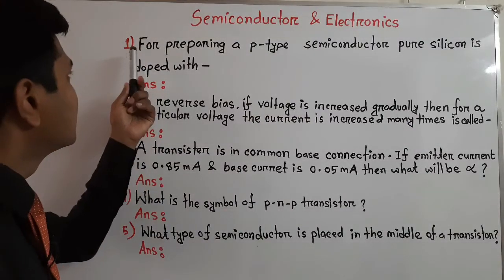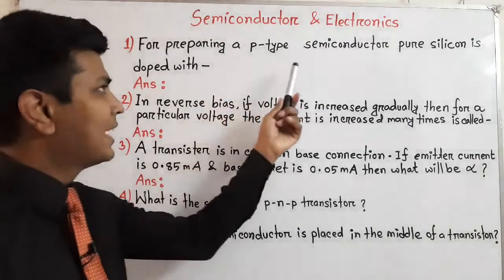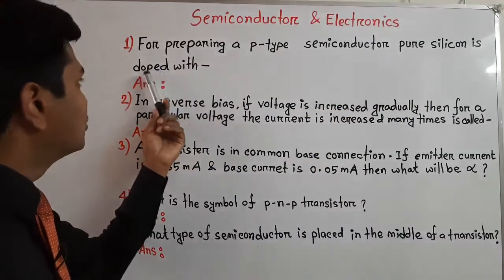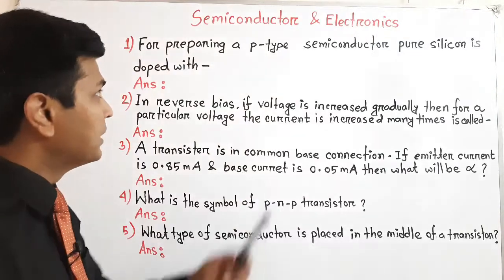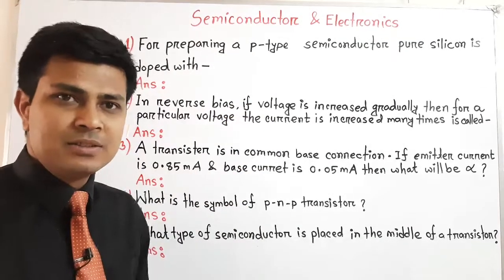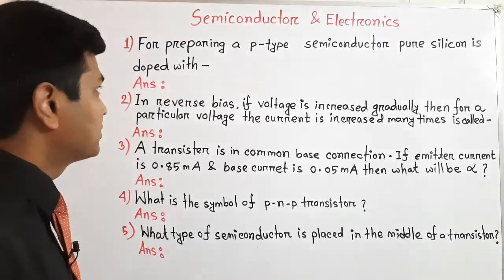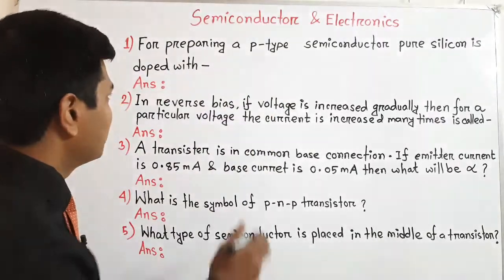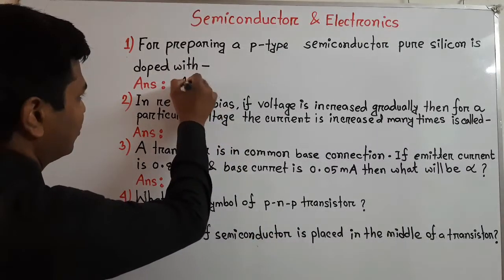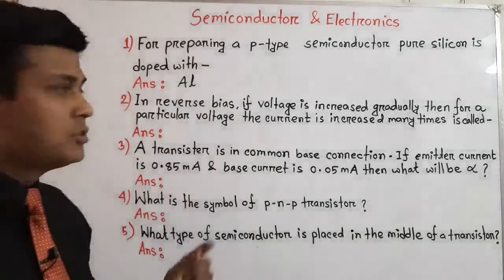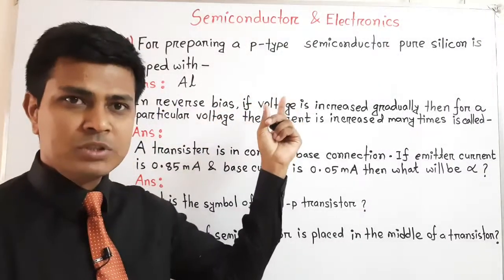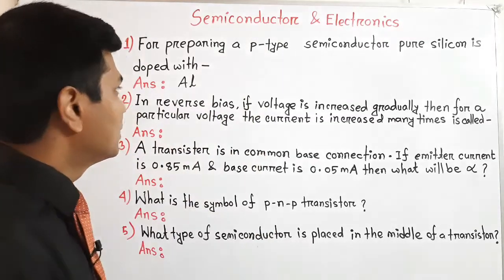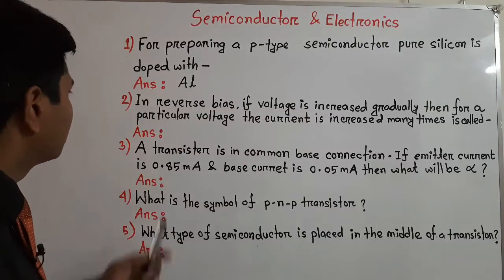The question is, for preparing a p-type semiconductor, pure silicon is doped with. In a p-type semiconductor, trivalent elements are mixed. So we can say a trivalent element will mix, and aluminium is a trivalent element. So if we dope aluminium, whose valence is 3, with this silicon, then we will get a p-type semiconductor.